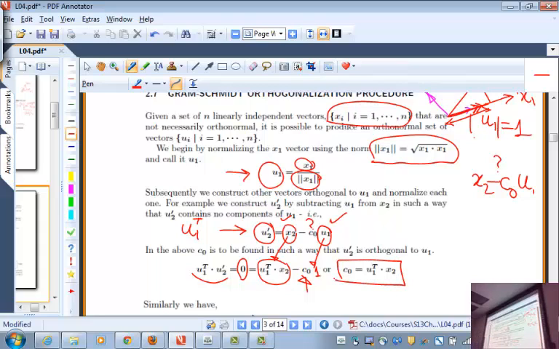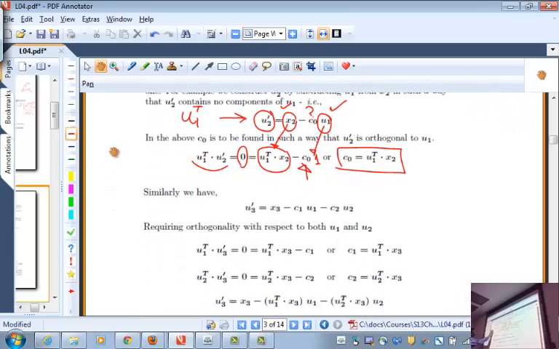So I found out what C1 is. So I can go back, substitute this C naught, and calculate this U1, U2 prime. What would be the next step? Normalize the U2 prime. So now you have U1 and U2 that are perpendicular to each other using X1 and X2. We use these two vectors to construct a vector that is normal.